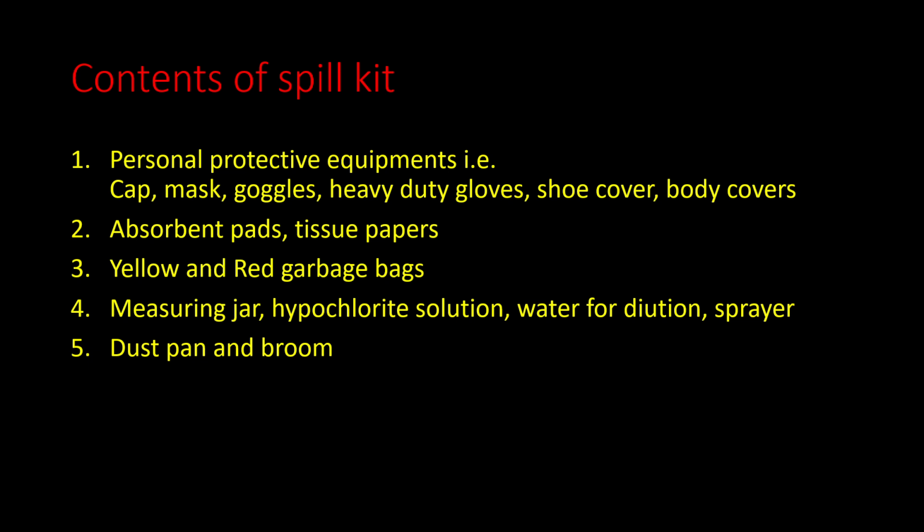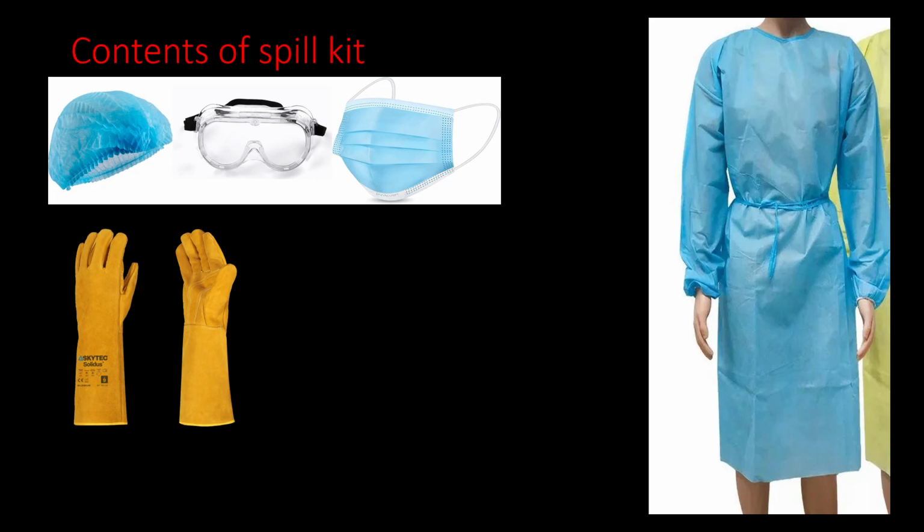If it is a major spill, then we all know the staff will come and manage the whole thing. But if it is a minor spill, then you need to take care of it. Whenever you need to take care of it, you have to know something about the spill kit. What are the contents present in a spill kit, and how are you going to manage this particular type of spill? First and foremost, we start with the cap, the goggles, the mask, then body gowns, and then heavy duty gloves. These are all the PPE which will be present inside the spill kit, which you should be able to wear.